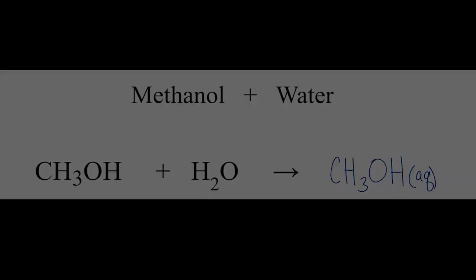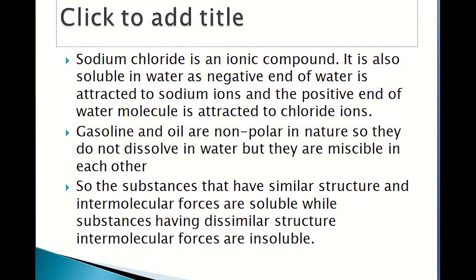Similarly, sodium chloride is an ionic compound. It is composed of cations and anions. In the case of sodium chloride, positively charged sodium ions are surrounded by the negatively charged oxygen of water, and negatively charged chloride ions are attracted by the partially positive hydrogen atoms of water. This is how sodium chloride becomes soluble in water.